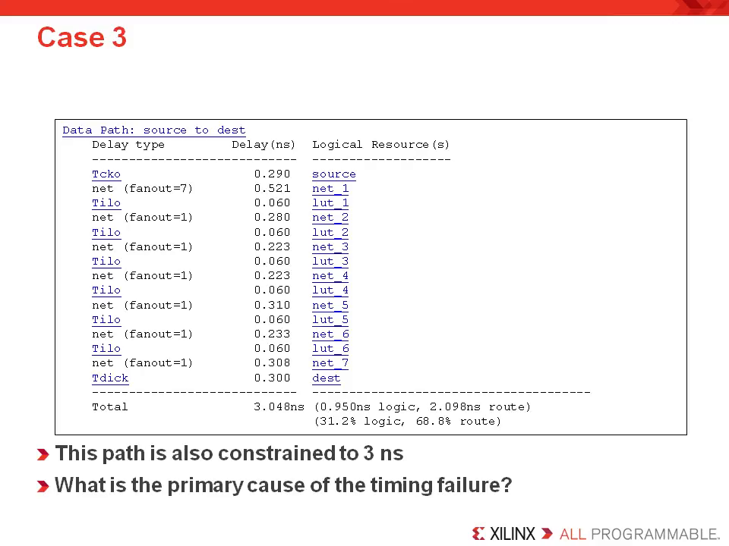In this example, there are 6 levels of logic on a data path. The path is constrained to 3 nanoseconds. The delay is 3.048 nanoseconds. Immediately, you're probably thinking, wow, that's a lot of logic in series. You're also probably thinking that the HDL needs to be recoded, and perhaps pipeline stages need to be inserted. Those are good instincts.